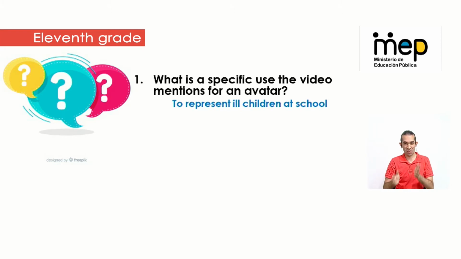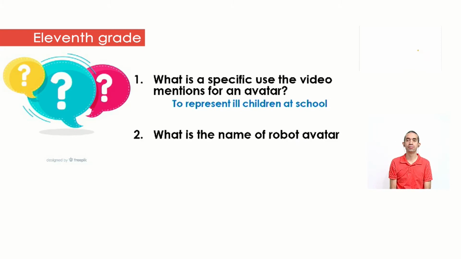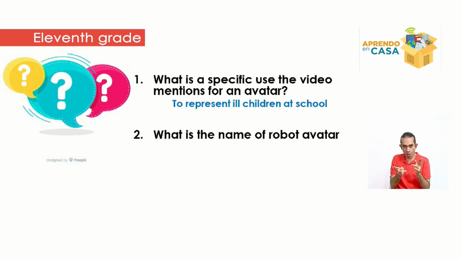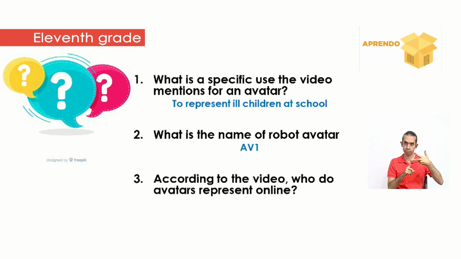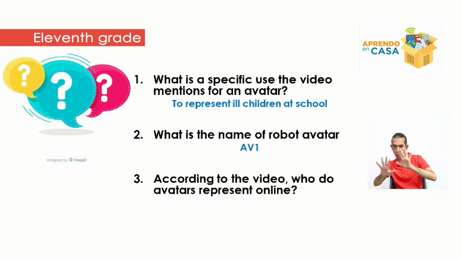Now, regarding the next question, what was the name of the robot avatar? What is the name of the robot avatar? Do you have that one? Okay, that is AV1. I am sorry about the question mark I missed in question number 2, because there should be a question mark. Now, that is AV1. And the last one, according to the video, who do avatars represent online?